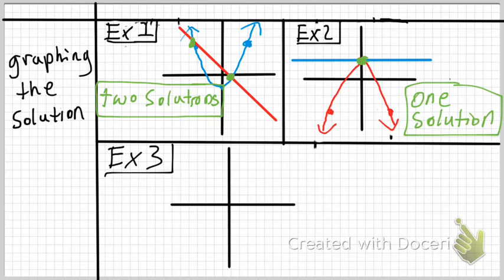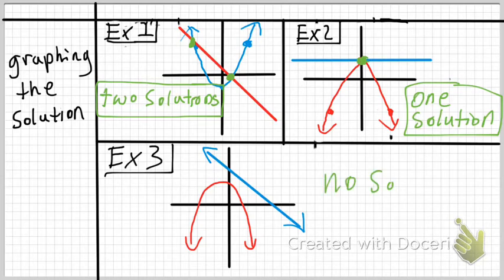And finally, let's look at what it looks like if I've got no solution. So first I'll draw my line here, and then I'll draw my parabola. And so, as you can see, the key differences here are the relationship between the positioning of the vertex and the position of the line. So there are no solutions which occur in this situation.